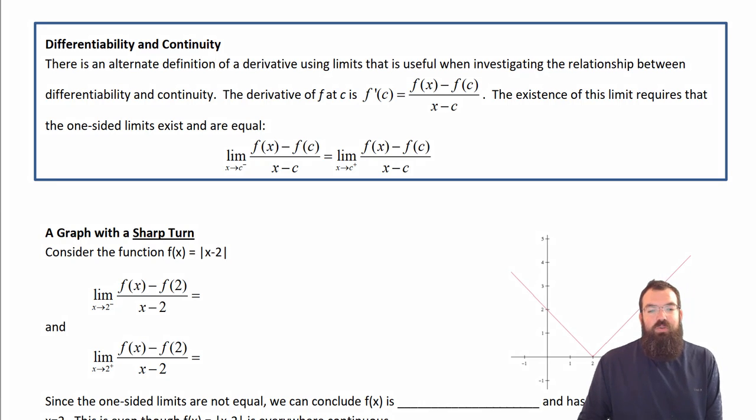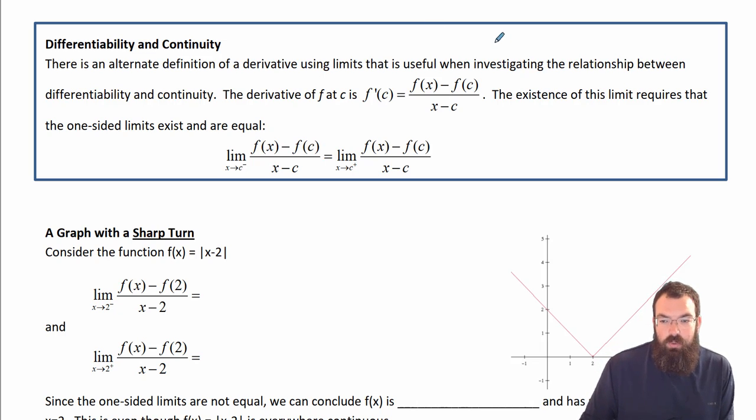Differentiability and continuity. There is an alternate definition of a derivative using limits that is useful when investigating the relationship between differentiability and continuity. Remember, the derivative of f at c, f prime of c, is equal to this. So this is the slope of the secant line at that point. The existence of this limit requires that the one-sided limits are equal.